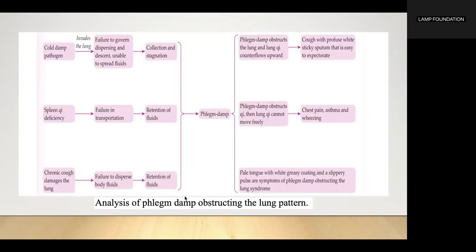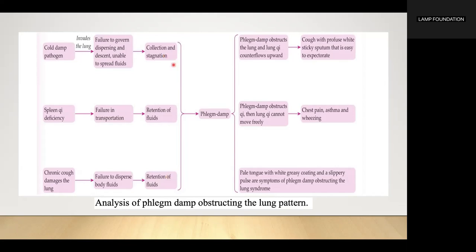Cold damp pathogen, spleen deficiency, and chronic cough damaging the lung can cause the following. Cold damp pathogen invading the lung will lead to failure to govern dispersing and descent, unable to spread fluids, so this will lead to collection and stagnation. Spleen deficiency will lead to failure in transportation, leading to retention of fluids. Chronic cough damaging the lungs will cause failure to disperse body fluids, leading to retention of fluids.